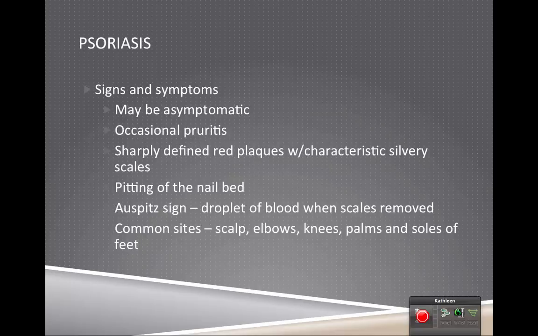Signs and symptoms may be asymptomatic or occasional itchiness, with sharply defined red plaques with characteristic silvery scales. You can have pitting of the nail beds. You have Auspitz sign, which is a droplet of blood when scales are removed. Common sites are the scalp, elbows, knees, palms, and soles of the feet.